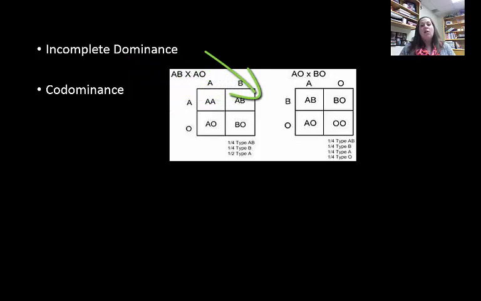If I take an AO times a BO, you're going to get all 4 blood types. You're going to get AB, A, B, and O. So these Punnett squares are a little different because A and B are expressed equally. They are codominant.